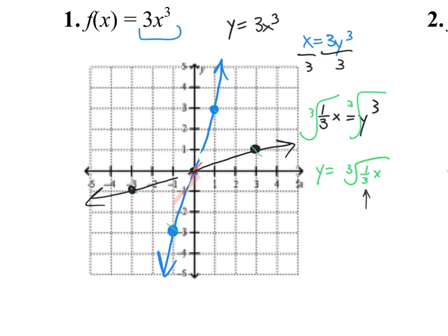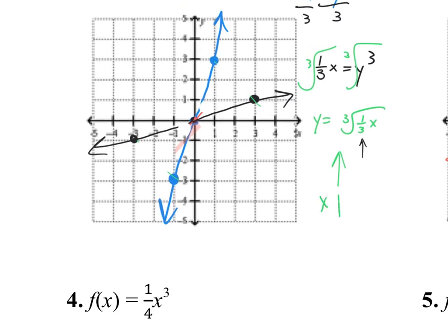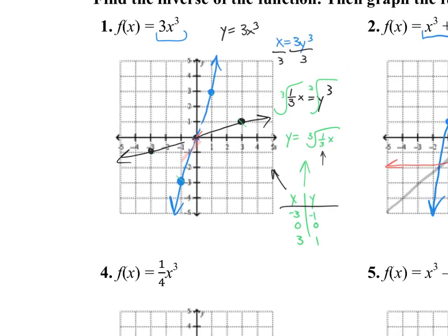But there's our inverse. And you could have, if you went to your calculator and typed in y is equal to the cube root of 1/3 x, and you went to your second graph, you would have seen the points that we graphed, which were 0, 0, -3, -1, and 3, 1. Same ones that we graphed there in black up on our graph.